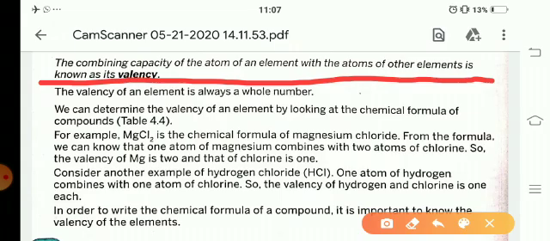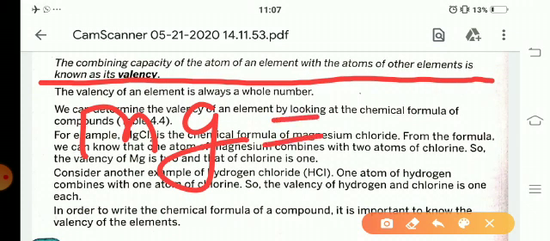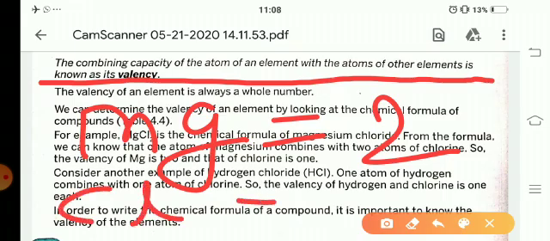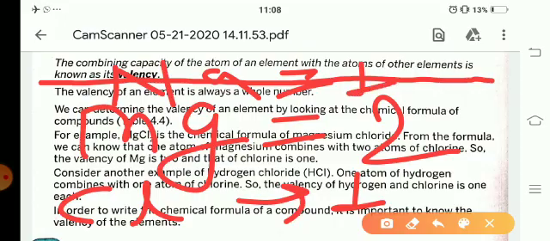For example, the valency of Mg is 2, meaning the combining capacity of magnesium is 2. The combining capacity of chlorine is 1, and the combining capacity of sodium is 1. So the valency of sodium is 1, magnesium is 2, and chlorine is 1.